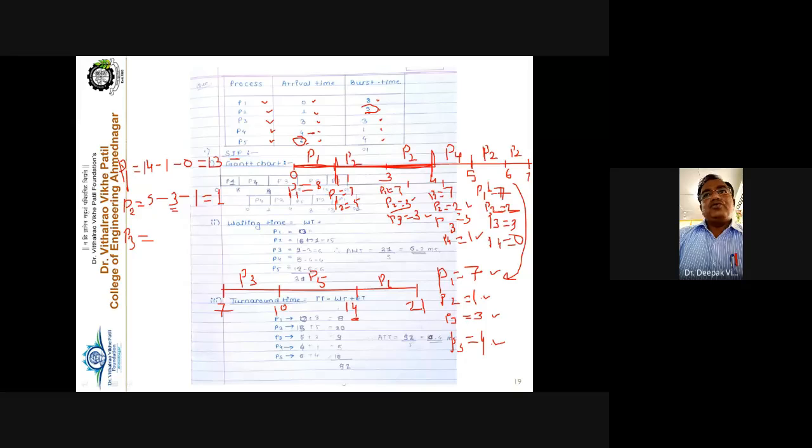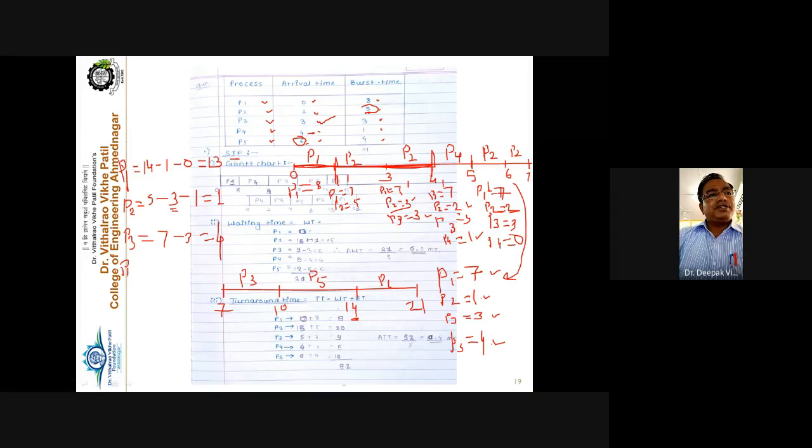So P3 is completely executed between slots 7 to 10, and earlier to 7 it has not executed anywhere. That's why we only consider the arrival time for P3, which is equal to 3. It comes out to be 4 milliseconds.